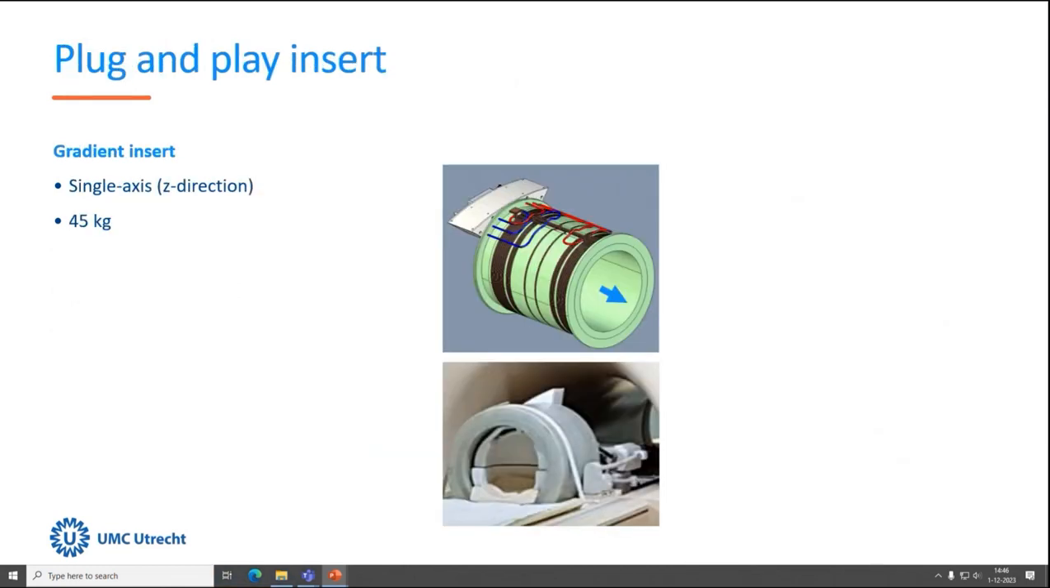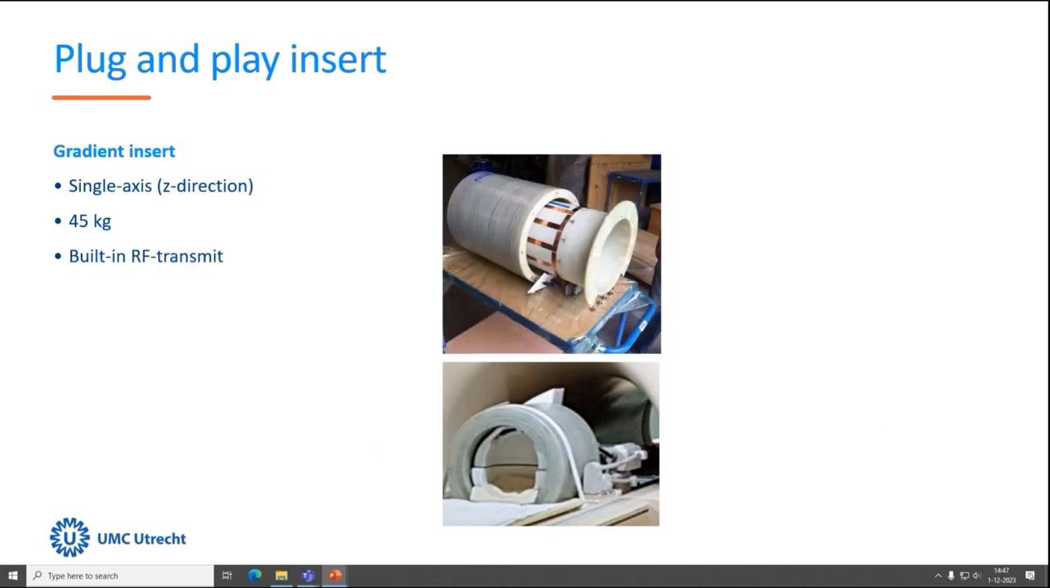So how does this coil look? Single axis coil, so not 3 directions. I mentioned earlier, it needs X, Y, and Z coils. We focused on the Z. Why? It's the easiest design, just rings. So therefore, it's very responsive, low inductance, can go very fast, and it's lightweight. 45 kilos. Yeah, I can carry it with 2 persons easily.